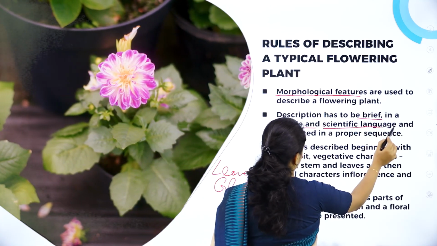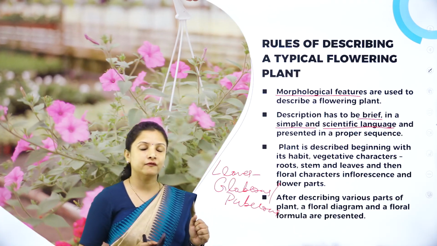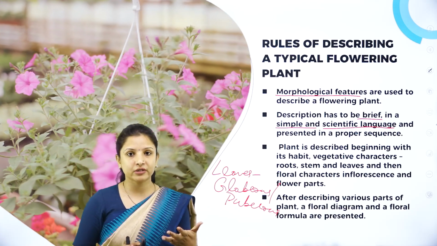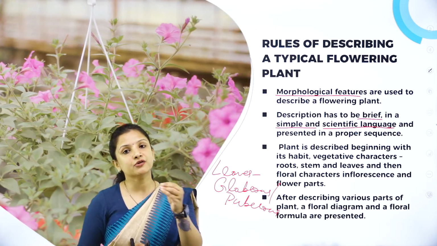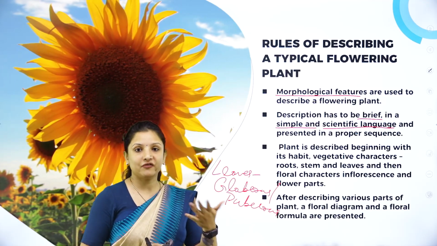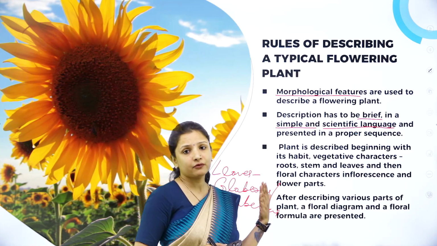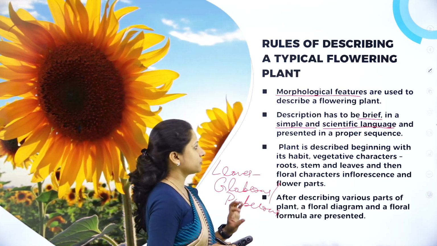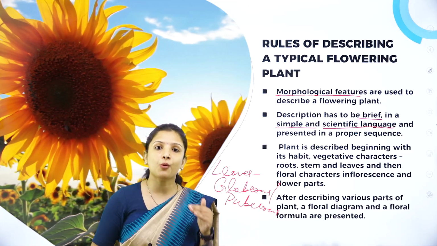And we have to use scientific language. Like I told you, we use the word epipetalous. So will you write the stamens are adhering to the corolla? No. Instead, we use scientific words like epipetalous, epiphyllous. So like that we use. So scientific language should be used and it should be present in a proper sequence.